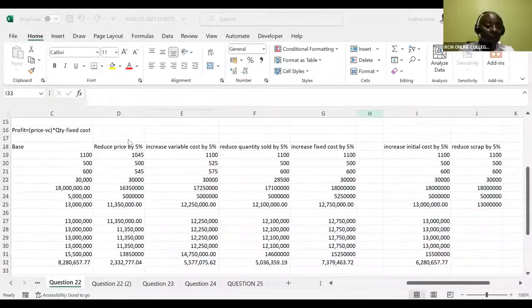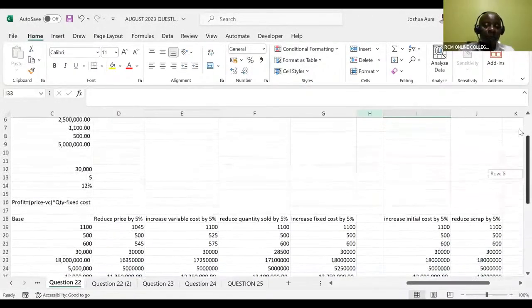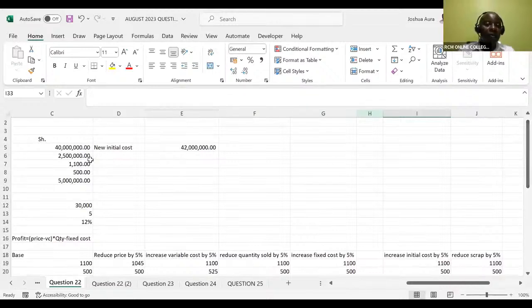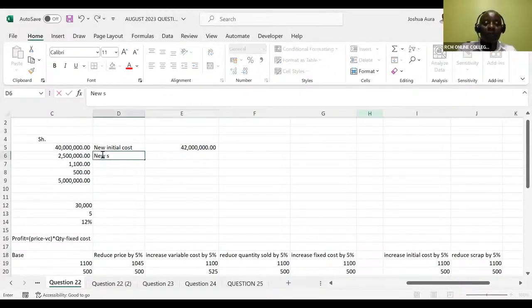You don't have scrap value among these. Simply go to where you are able to see scrap value. This is the one. Just give me the new scrap value. So new scrap value, what do we have?